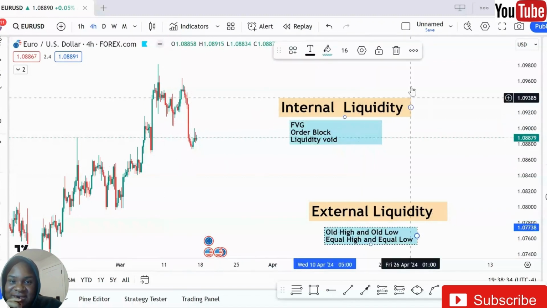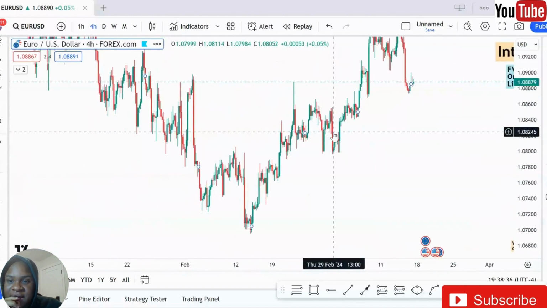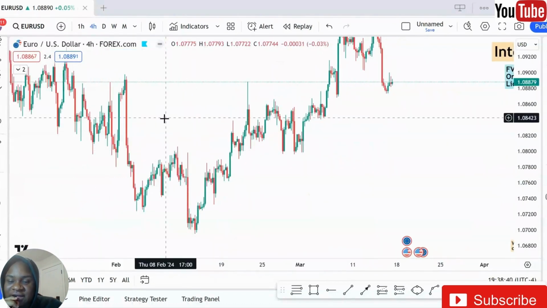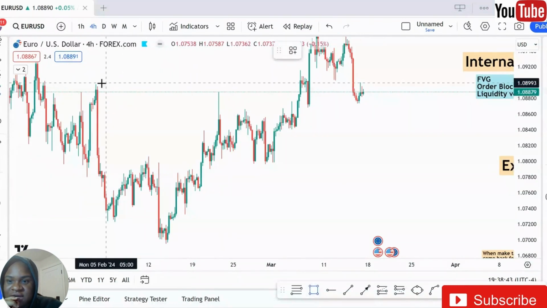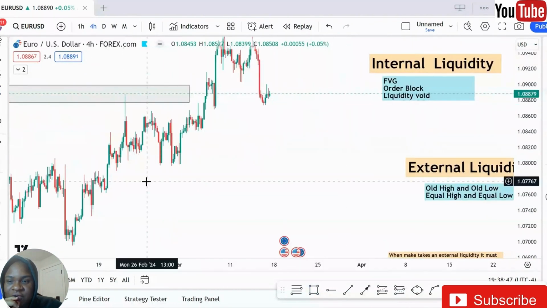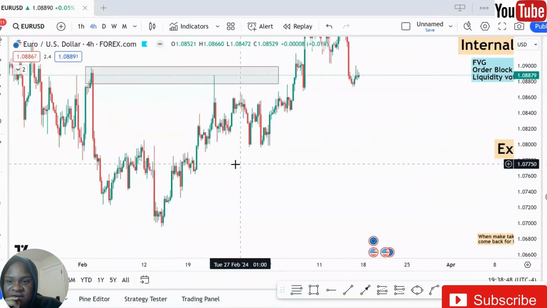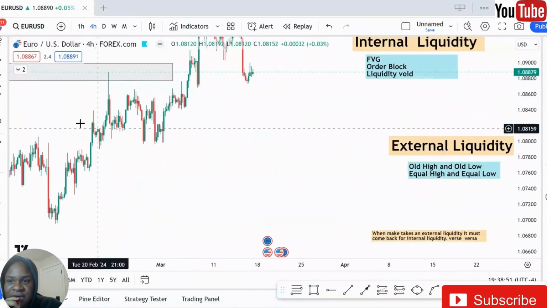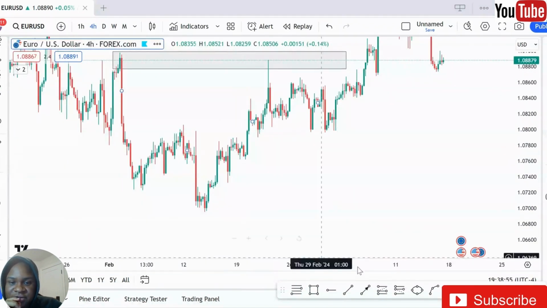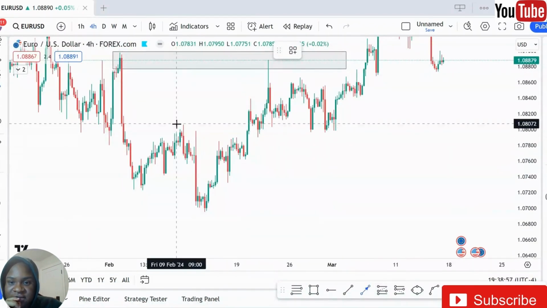So we have here internal liquidity. If you go to the past here, we have internal liquidity. One, we have what? We have order block. You can see market reacted there. We have the fair value gap. This is a liquidity void. But if you can see on this direction here, there was a shift in market structure here.